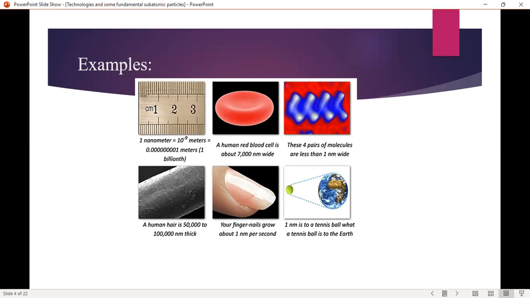1 nanometer is to a tennis ball what a tennis ball is comparatively to the earth. Just imagine one tennis ball compared to our earth. How much difference in these sizes? These are the comparative sizes of atoms according to the nanoatom. I hope your concept about nano size is cleared with these examples.